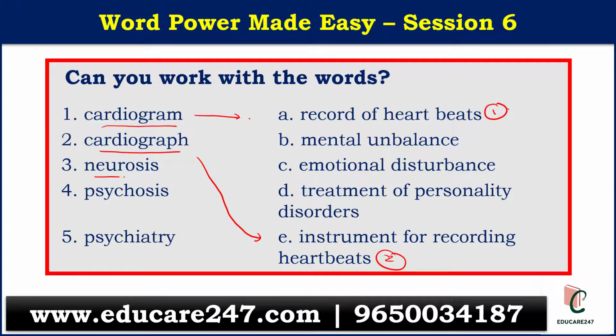Neurosis is basically relating to mental unbalance. So neurosis is third. Psychosis will be the emotional disturbance, and psychiatry will be basically the treatment of personality disorder. So it will be termed as psychiatry.